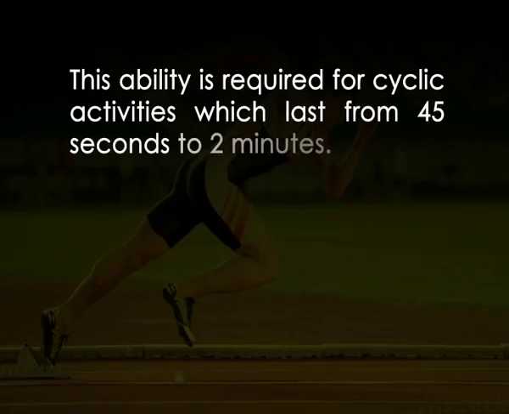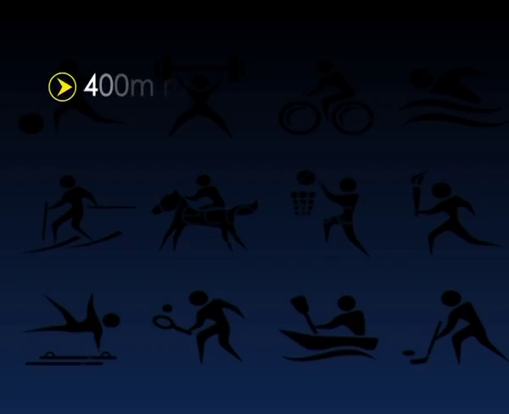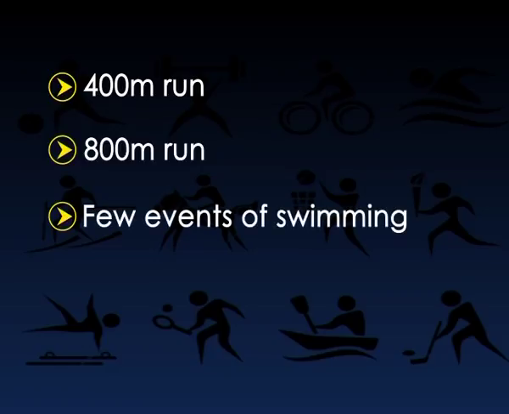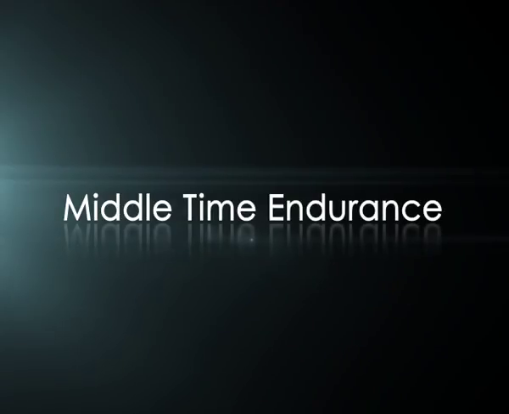This ability is required for cyclic activities which last from 45 seconds to 2 minutes. These activities result in a high amount of lactic acid concentration in the blood and muscles. To perform well in short time endurance activities, speed endurance and strength endurance are important prerequisites. Examples of short time endurance are 400 meters run, 800 meters run, a few events of swimming, and selective combative sports, namely wrestling, judo, etc. Second categorization is middle time endurance.